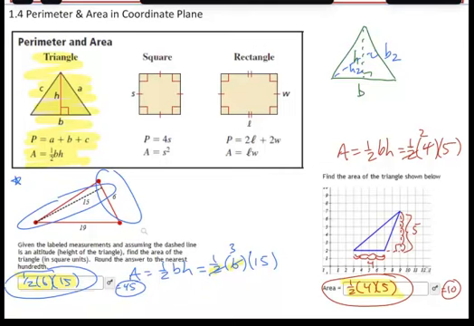Now, area is calculated in square units. For a lot of these, we're not focused on the unit values. There will come a time, though, that units kind of play a role, or you have to identify them. So just know, area is a two-dimensional measurement, okay? And so the units are going to be in square units.